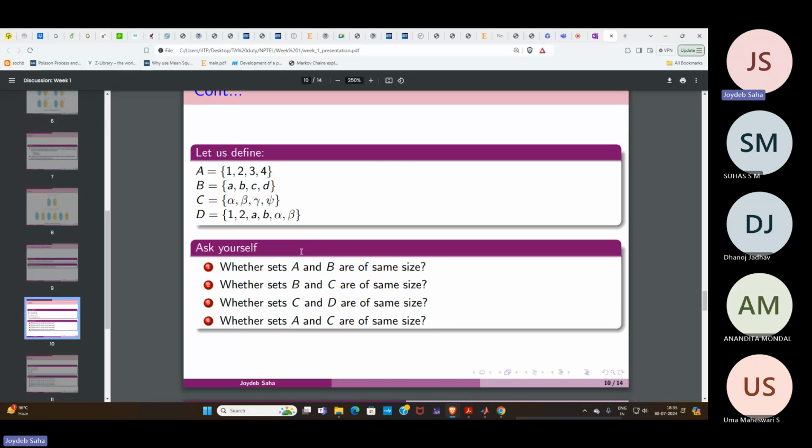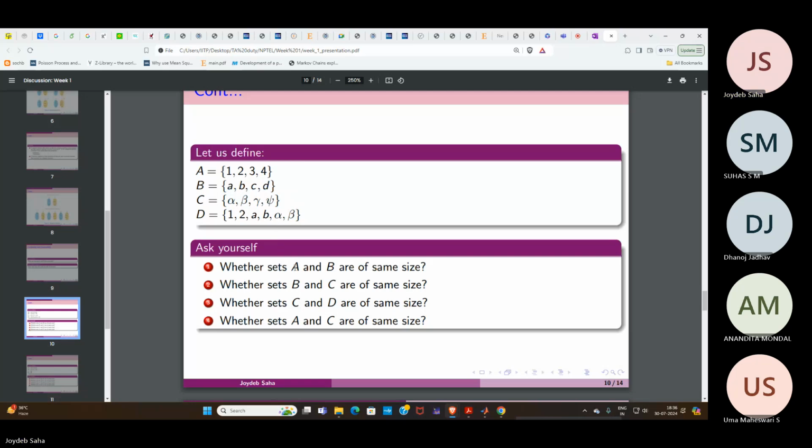Okay, fine. So the first question is whether sets A and B are of same size or not. Yes, definitely. A has 4 elements, B also has 4 elements. Whether B and C are of same size? Yes. B includes 4 elements, C includes 4. What about C and D? No, these are not of same size. Whether sets A and C are of same size? Yes. Basically, A, B, C all include 4 elements, so these are of same size.